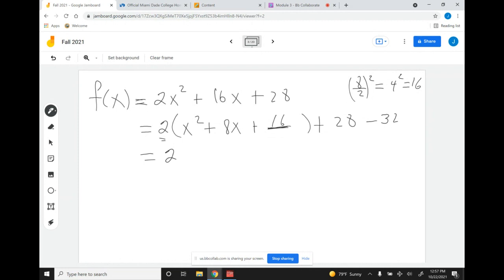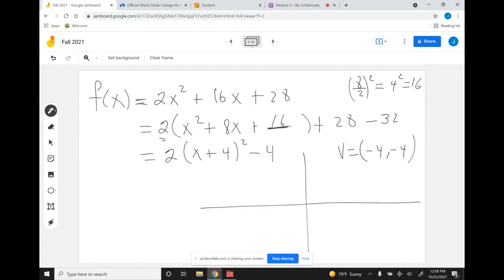So now this will be 2 times x plus 4 squared, and this will be minus 4. So the vertex this time will be negative 4, comma, negative 4. Here's the graph. 1, 2, 3, 4. And again, it's going to go up. Why is it going up? Because this number is positive. And so again, we have an absolute minimum. The absolute minimum is negative 4.